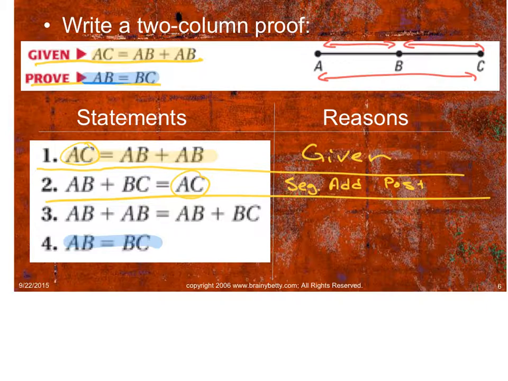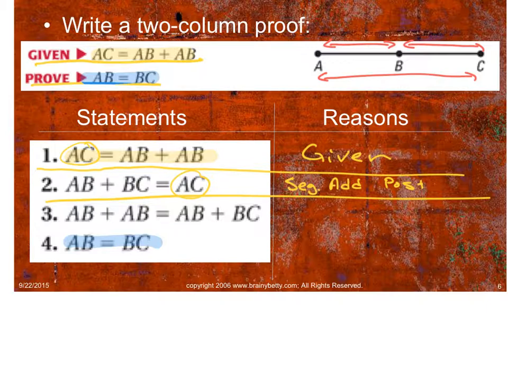All right, so now we are going to take a look at what we've got here. We've got AB plus AB is equal to AB plus BC. Colette, talk to me about why it's substitution. Because in the first line it says that AC is equal to AB plus AB, and in the second line it also says that AB plus BC is equal to AC. Does that mean that they're equal?